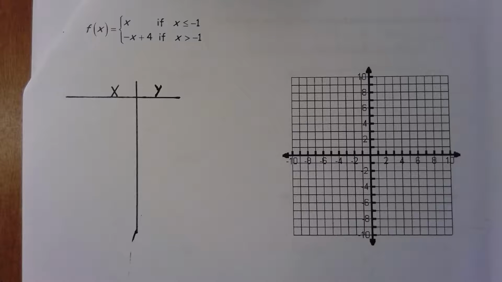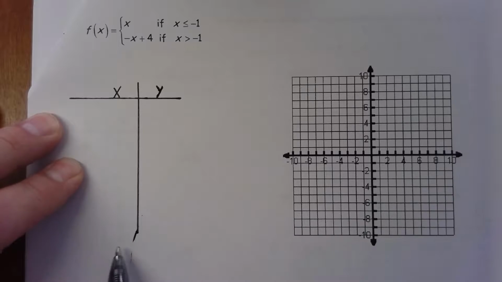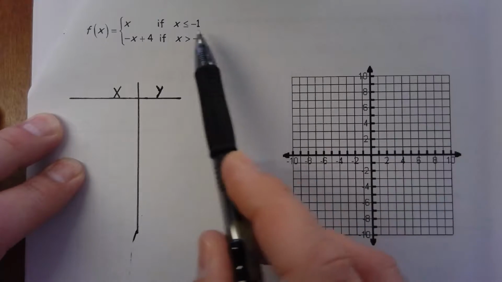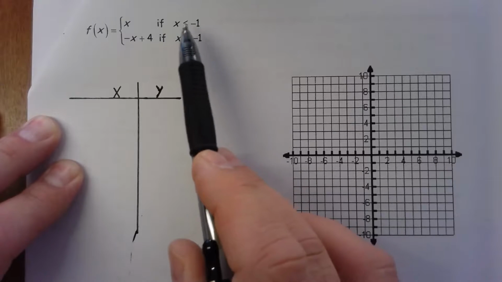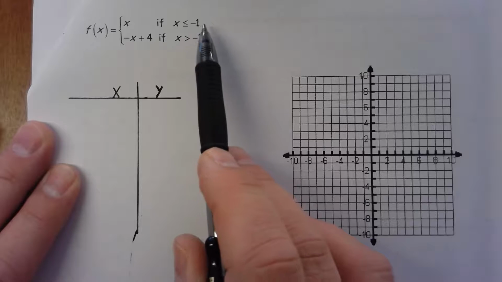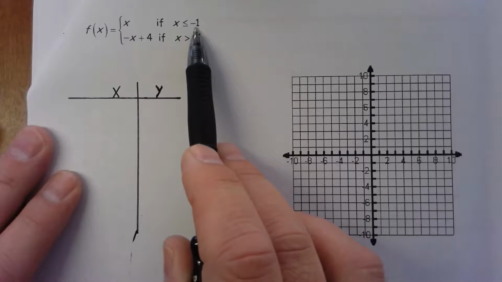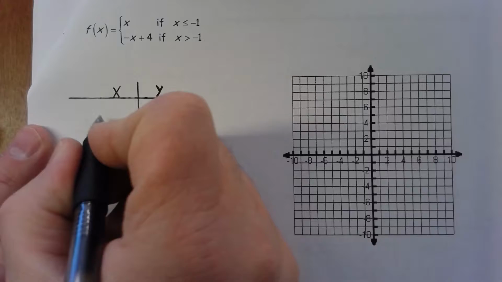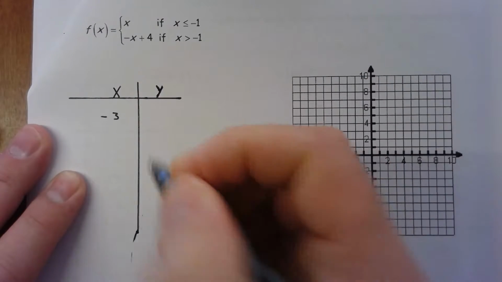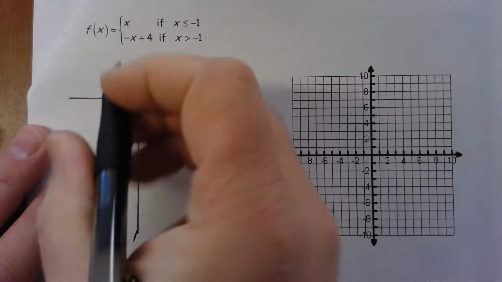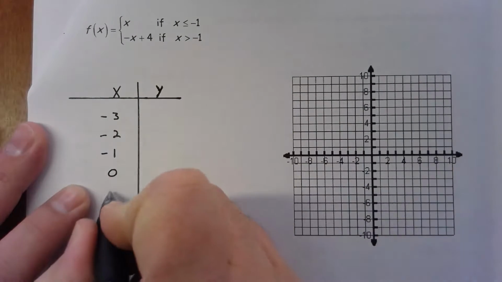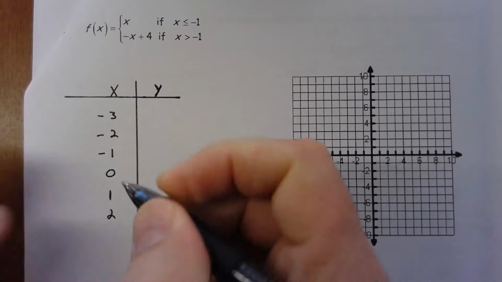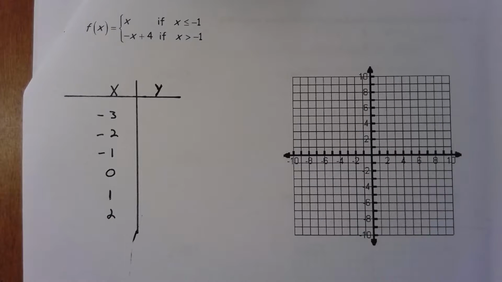So how do I know where I need to start with my values for my x's? If I go up here and I look at these, whatever numbers are in this area here are the ones you'd better put on your table somehow or another, okay? So this is -1, so I'm going to start at -3, just picking a couple above and then a couple below: -3, -2, -1, 0, 1, and 2. So those are the x values that I'm going to use.